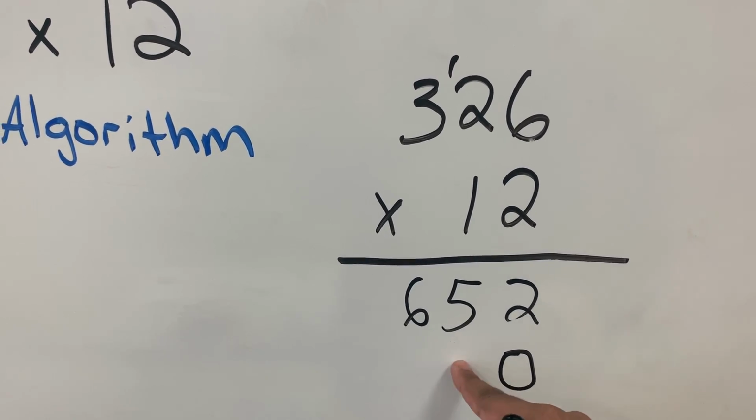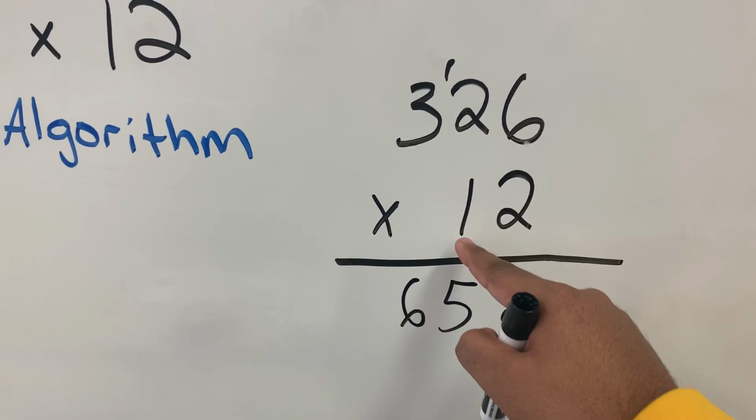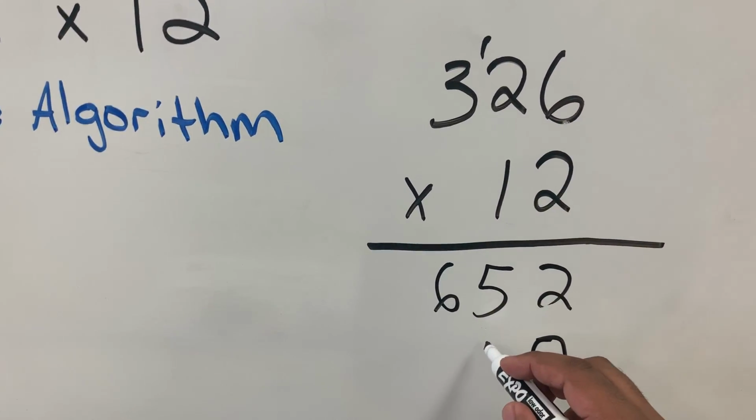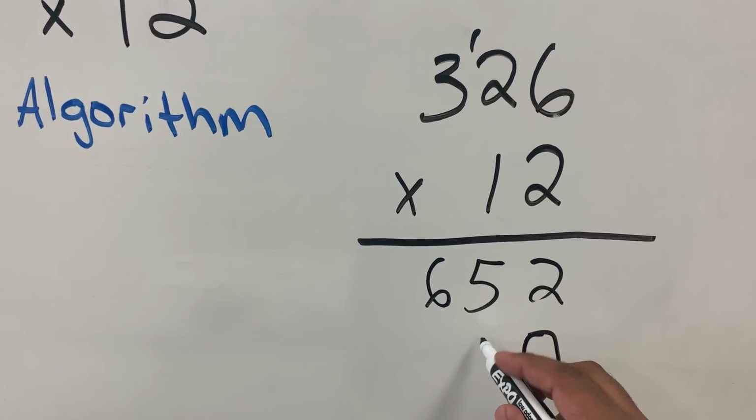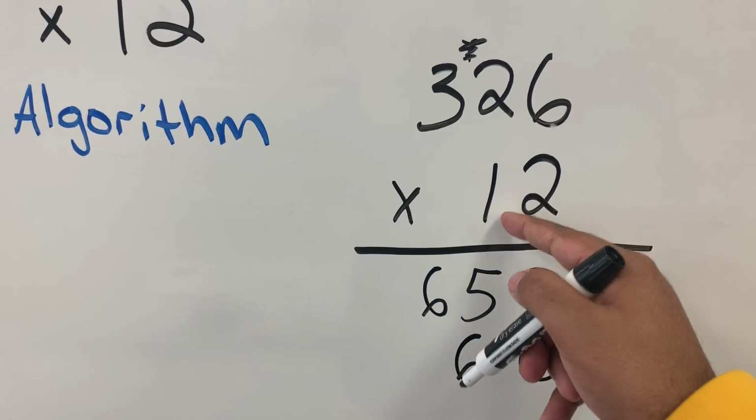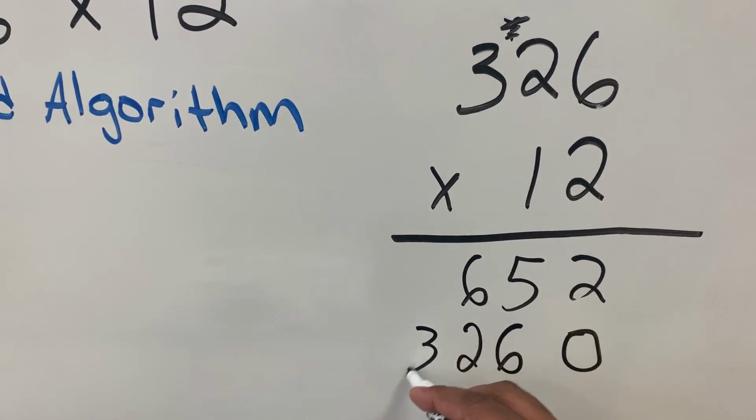So now I'm going to move over to the 10's value. Well, that makes sense because it's 326 times 10. So 1 times 6, of course, is 6. I can cross that out because I don't need that one anymore. 1 times 2 is 2. 1 times 3 is 3.